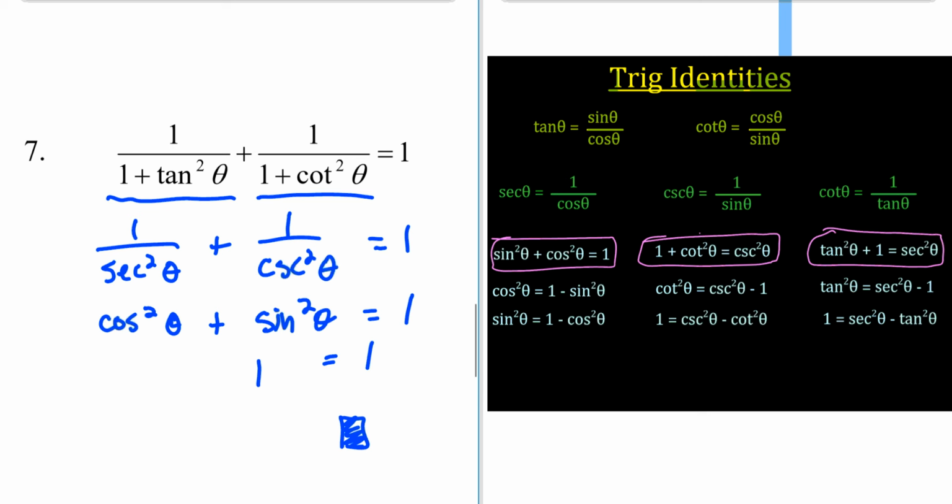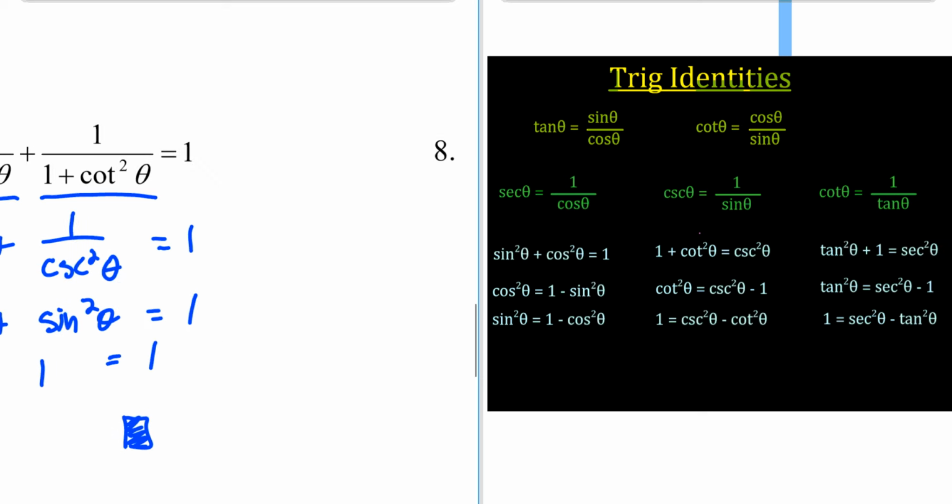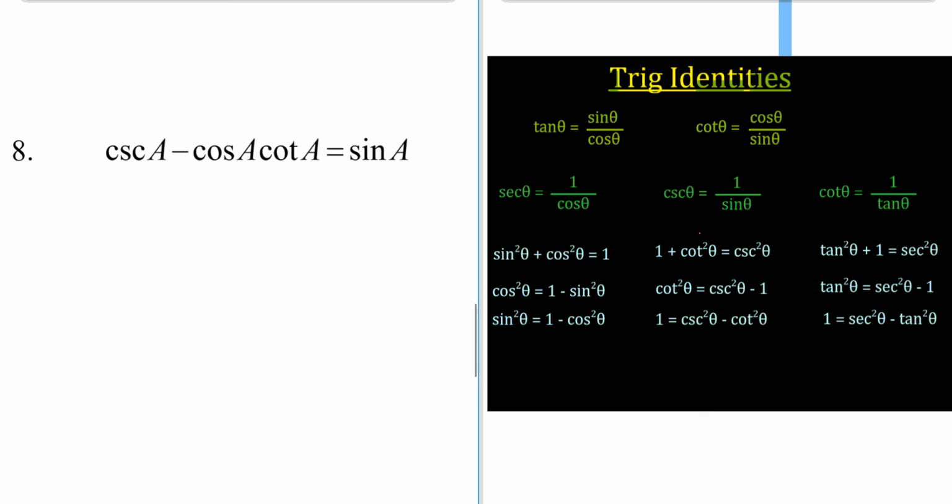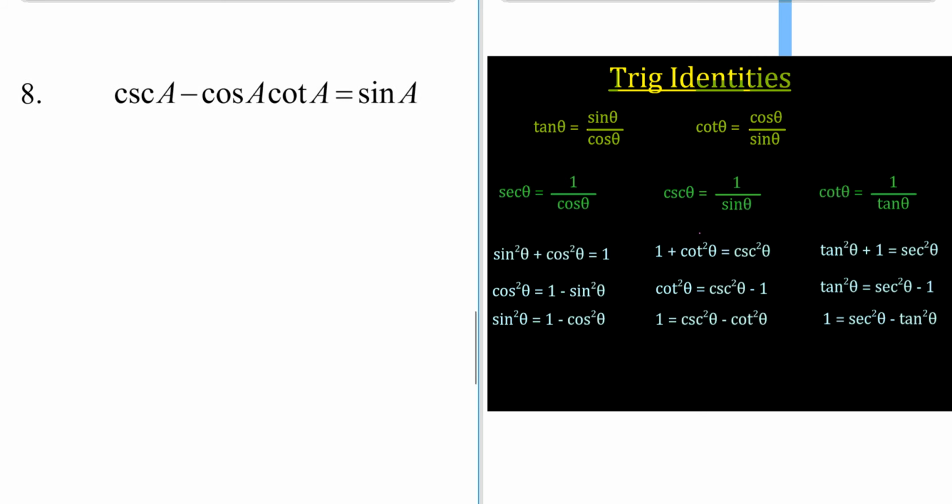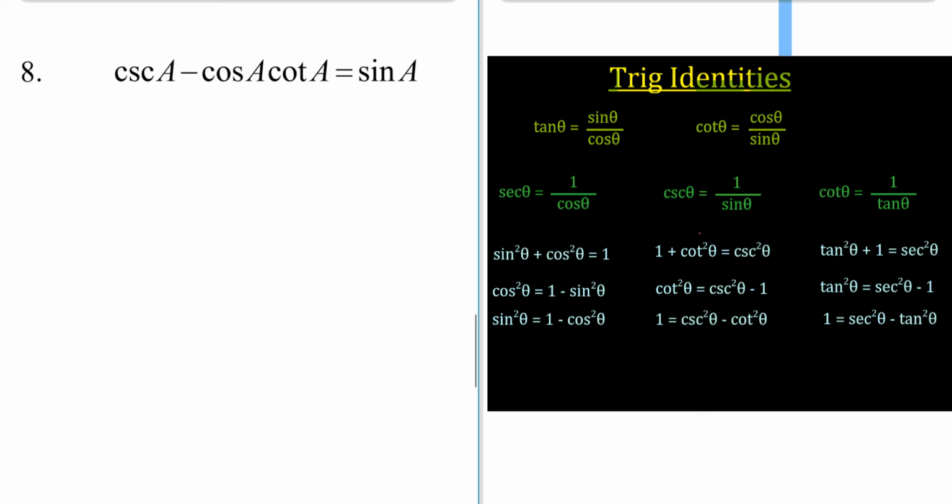Let's get rid of these pink marks over here on the trig identities. And let's look at number 8. Cosecant A minus cosine A cotangent A, and all of that should simplify down to sine of A. As we've done a bunch of these, I've kind of talked my way through them. Whenever I see squares, I'm assuming we're looking at one of the Pythagorean identities at the bottom. That's not always the case. I don't see any squares here, so I can't use those now. They might come up later, but I can't use them now.